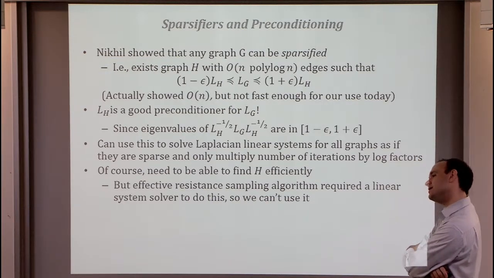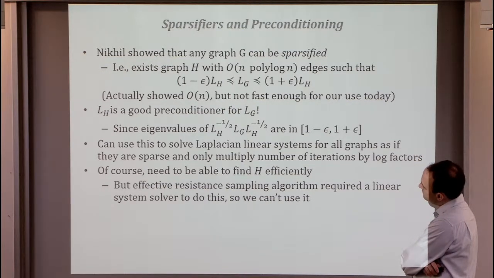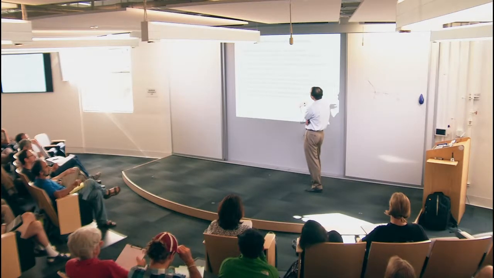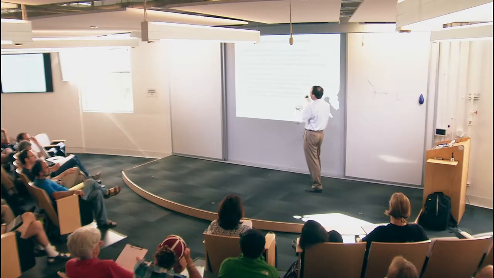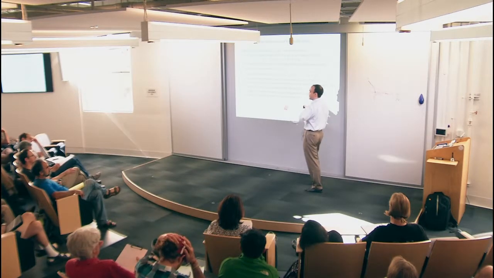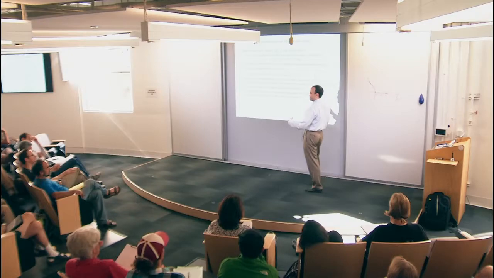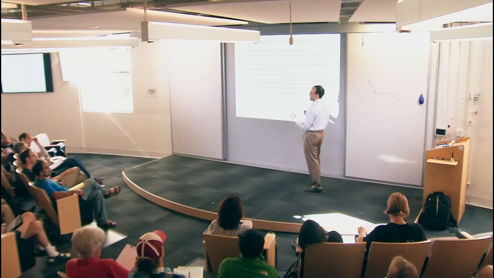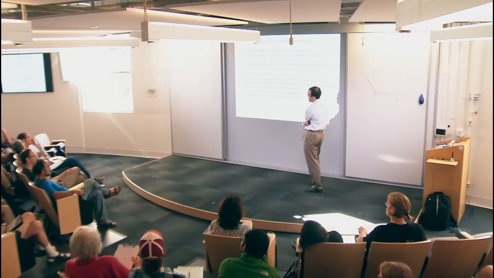Yeah? Sorry, I'm slightly confused. Is it LH or LH inverse that's the preconditioner? Oh, so the convention is to say that LH is the preconditioner and you use the ability to solve linear systems in it. If I have A and B and they are similar to each other, you have to solve A inverse B type systems, but you say that A preconditions B, and not that A inverse does. The way you use it is not to actually compute the inverse, because otherwise it might become dense.